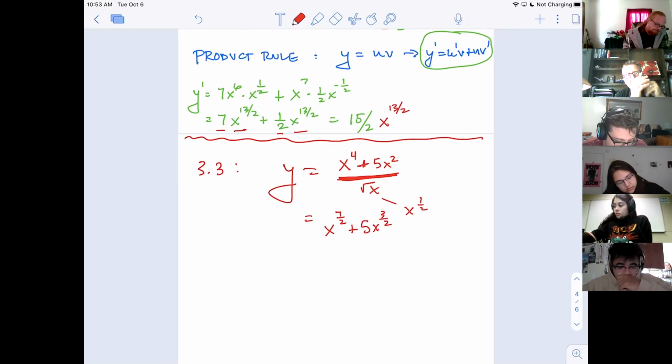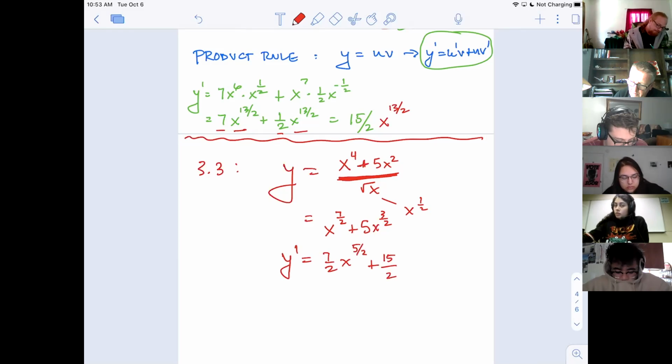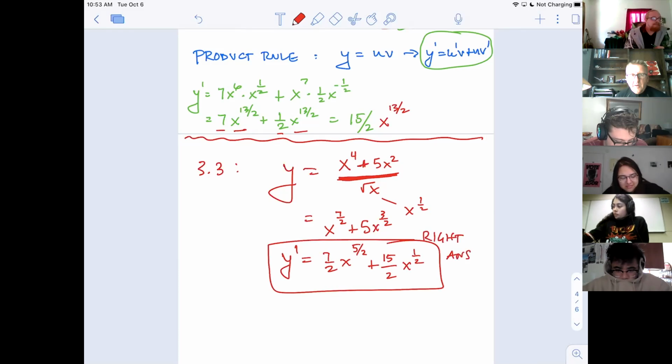And so now, yeah, this works great for the power rule. So this was a power rule question for you back in 3.3 because you didn't have to live with the division sign. And so now you can say the derivative of this thing is apparently 7/2 times x to the 7/2 minus 1, which is 5/2. And then 3/2 times 5 would be 15/2, and then 3/2 minus 1 would be 1/2. And so this is definitely the right answer.